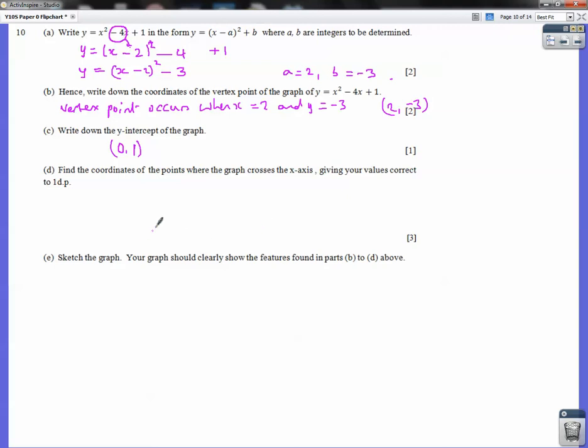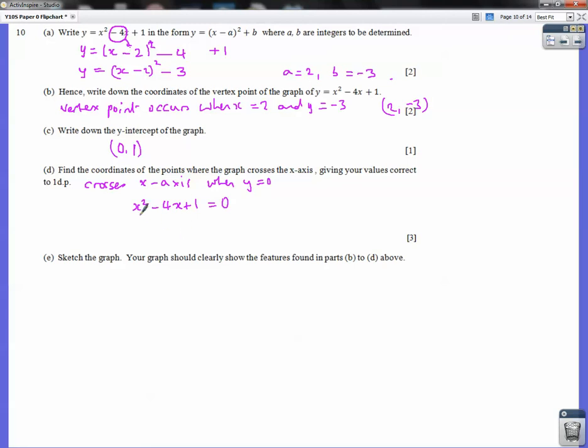And now for part D, we want the coordinates of the points where the graph crosses the x-axis, giving my values correct to 1 decimal place. Values correct to 1 decimal place suggests that whatever we do is going to involve some rounding. So where does the graph cross the x-axis? Well, where the y-coordinate is 0. In other words, we have x squared minus 4x plus 1 equals 0.